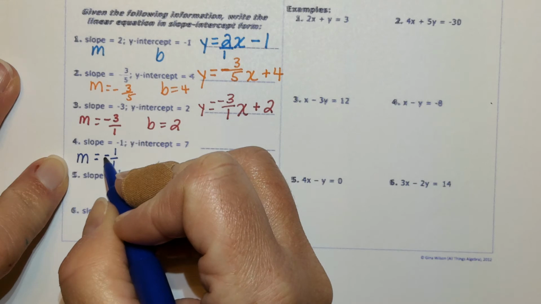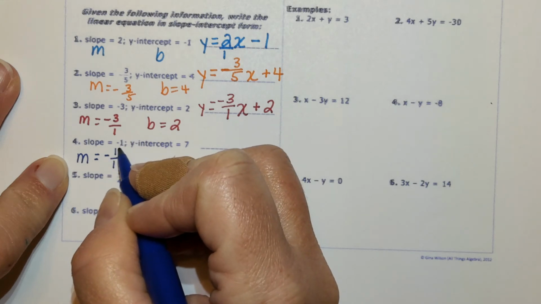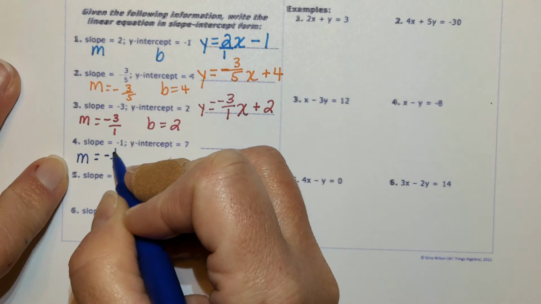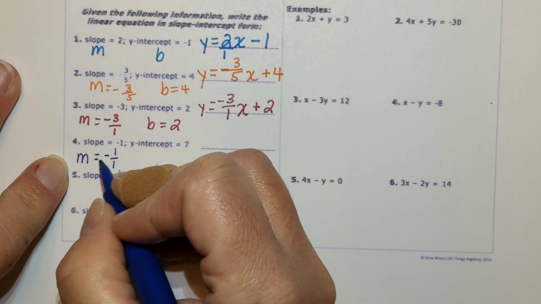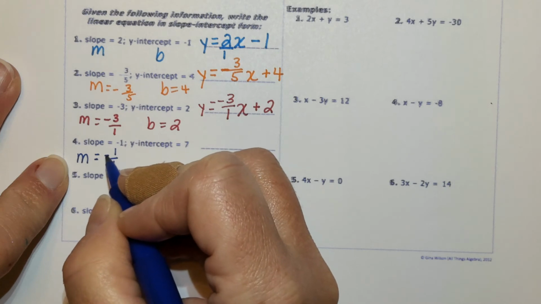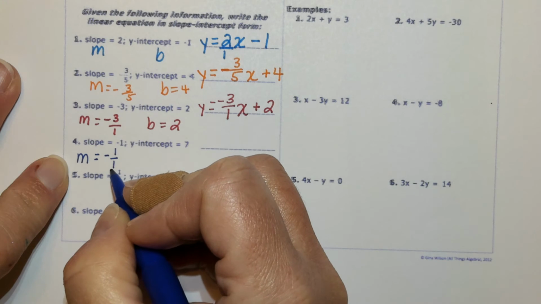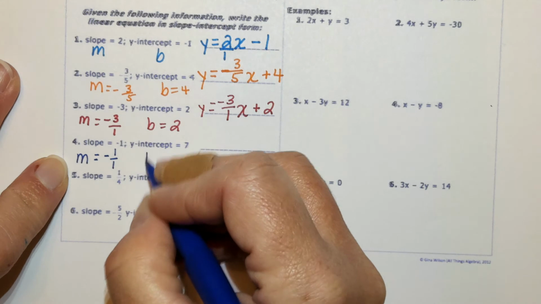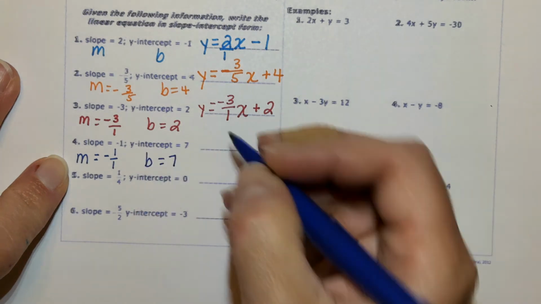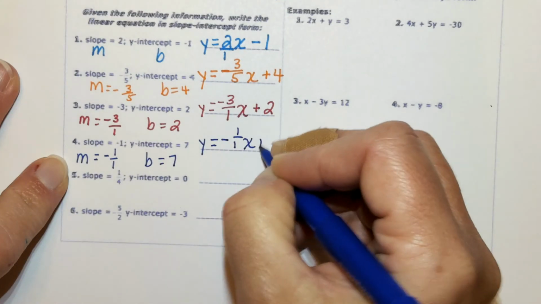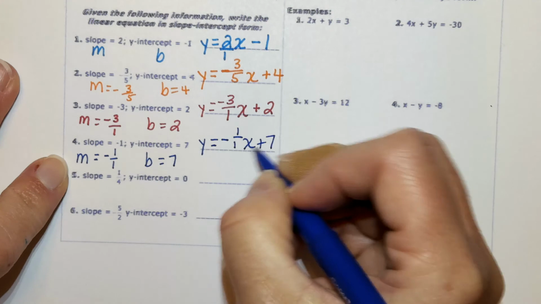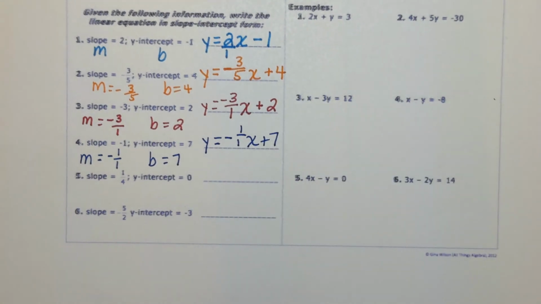Number 4. Slope is -1. So m is -1/1. There's always a question about where does the negative go, and it doesn't really matter. If it's -1 and you're trying to represent it as a fraction, you could give the negative to the numerator, you could give the negative to the denominator, or you could just write the negative out to the left. As long as you're only showing one negative sign somewhere, it doesn't matter really where you put it. Okay? And the y-intercept, which is b, is +7.